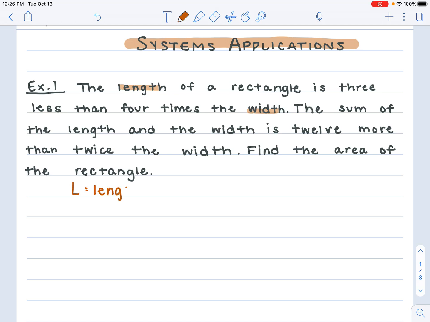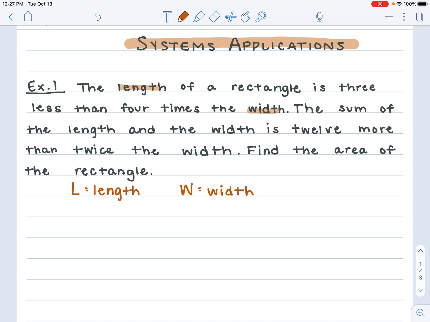L for length, and then W for width. So I do want you to clarify what variables you're using. You don't have to use L and W. You could use X and Y. Just always make sure you're clarifying what it is.